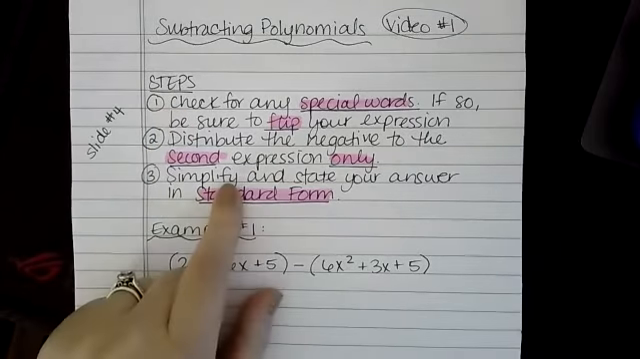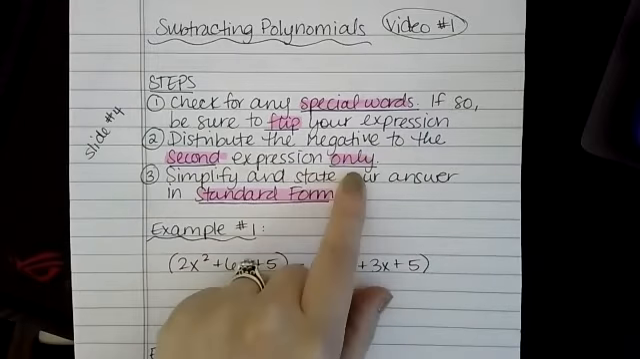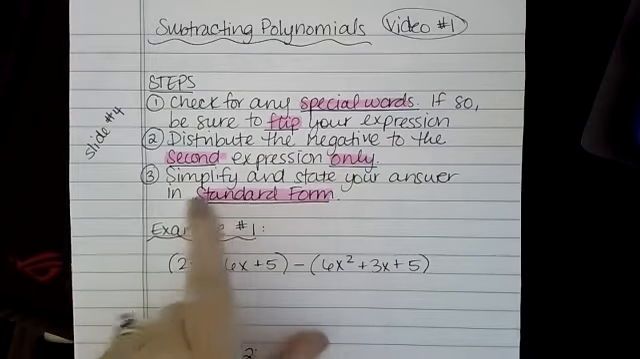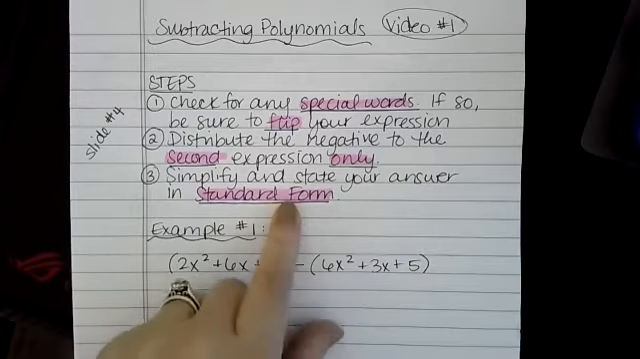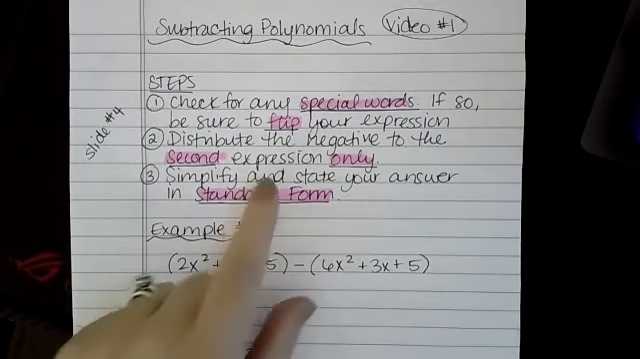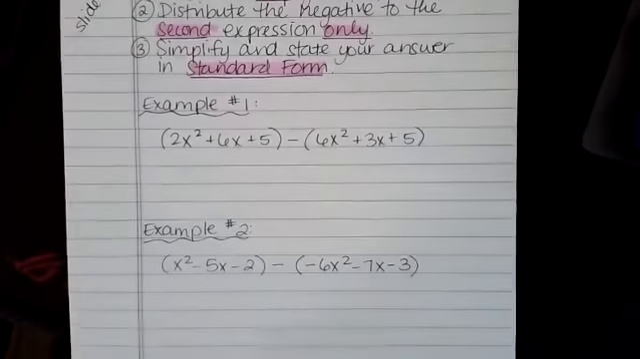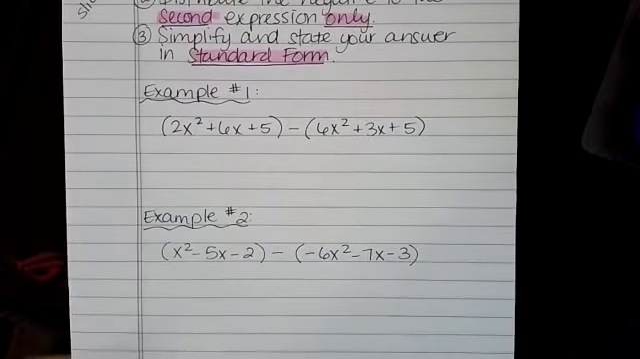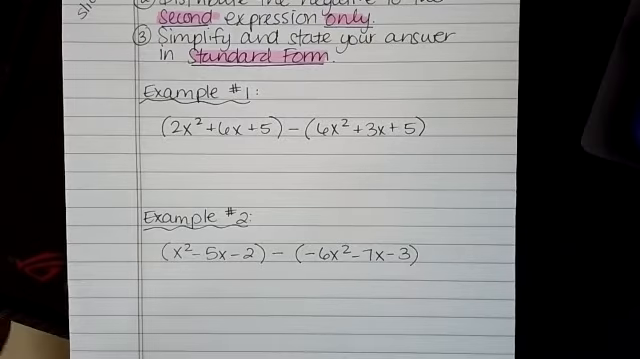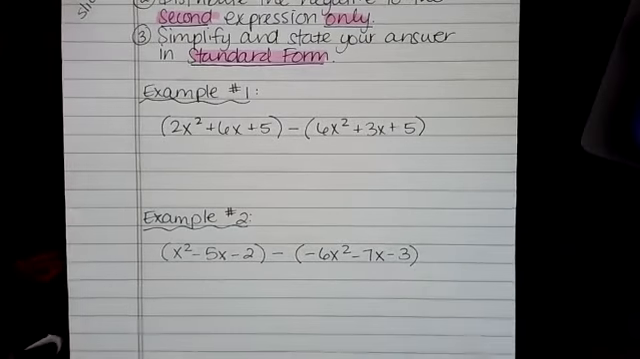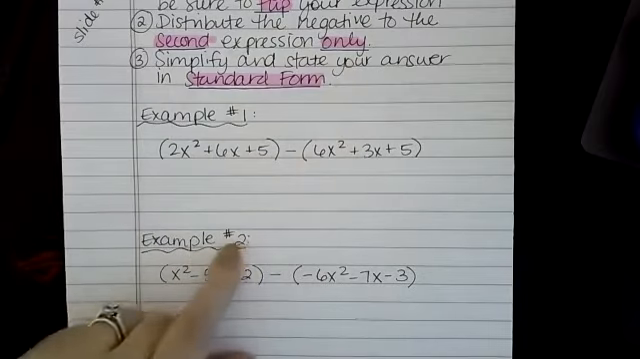But when you are subtracting polynomials, be sure to distribute the negative to the second expression only, simplify, and state your answer in standard form. If you don't remember what standard form is, you can revisit lesson number 2, okay? We have 2 examples in this video. Please make sure that you are writing down everything that you see here so that you have a model in your notebook.